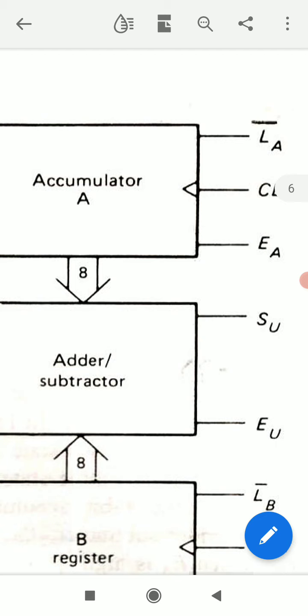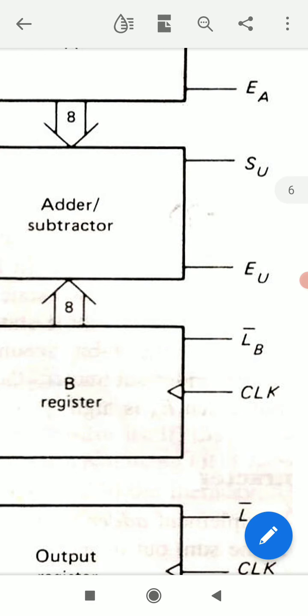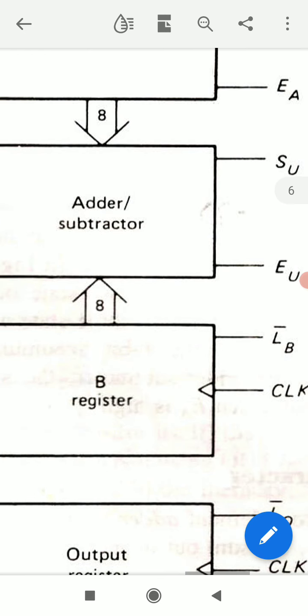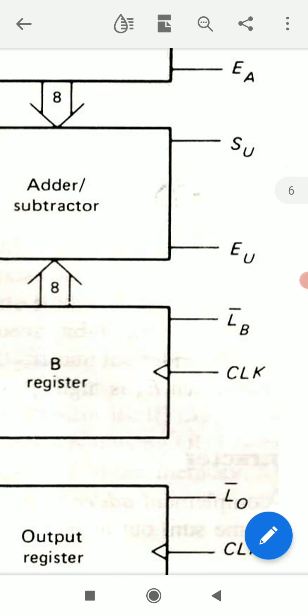LA bar from accumulator A. LA means load accumulator. LA bar is active when LA bar is 0. EA means enable accumulator. SU is a signal to the adder subtractor. SU is for subtraction. When it is active, then it works as a subtractor.